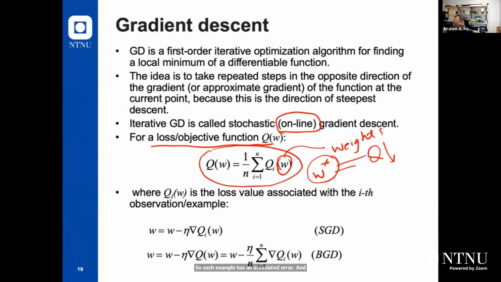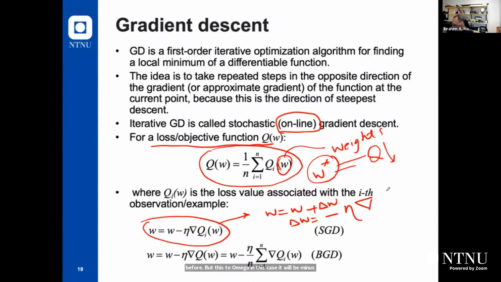So for example, if you want to adjust the weights, it will be like this: omega equals omega plus delta omega. I don't want you to get confused, but this is the same as the perceptron learning rule as we did before. So omega equals omega plus delta omega. But delta omega in this case will be minus eta, which is the learning rate, multiplied by the gradient of the cost function. This is the gradient.